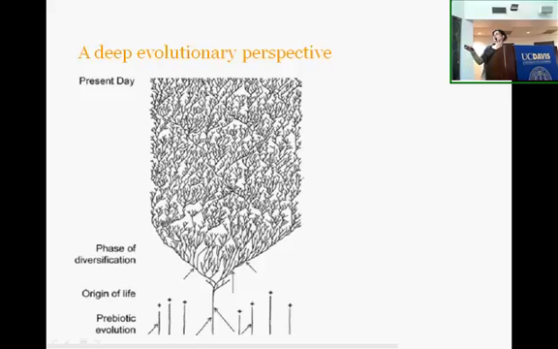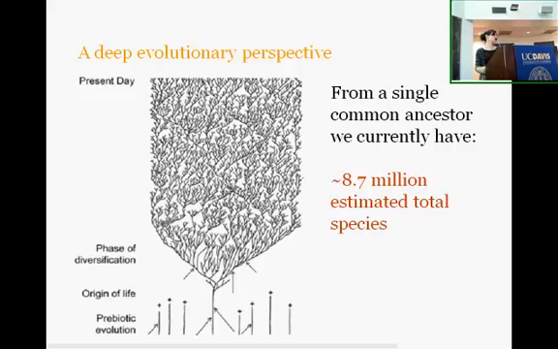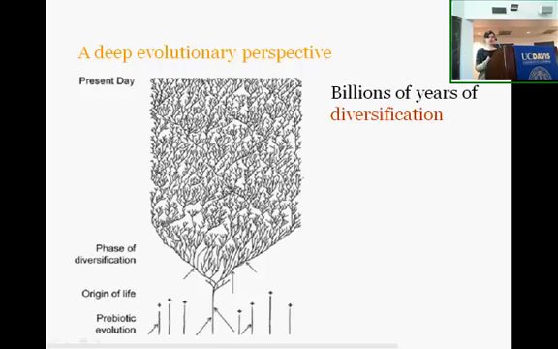And so in the present day, you can identify species that are more closely related to each other and species that are more distantly related to each other, just like in a family tree, where you can look at brothers and sisters versus distant cousins. The point here is that from a single common ancestor, we now have a phenomenal amount of biological diversity on our planet. Our current best estimate of how many species are inhabiting planet Earth is more than 8.5 million. What this means is that we've had billions of years of diversification on our planet, but this is balanced by billions of years of extinction.